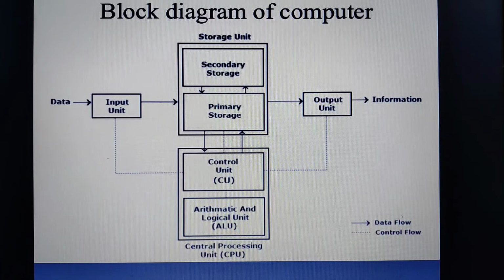Whatever language you use to give the input, within the same understandable form, within the same language, you should get the information. Therefore, it is the responsibility of the output unit to provide the information in a user understandable form. Some examples of output devices are monitor, speakers and printers. I hope the explanation regarding the block diagram of the computer is clear.